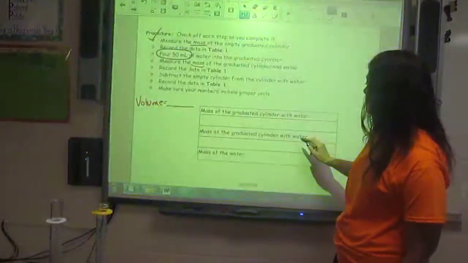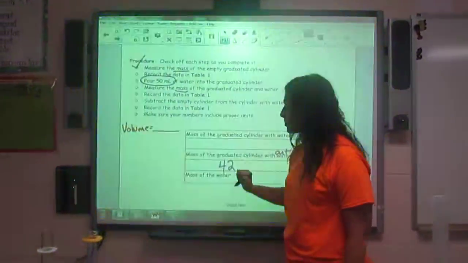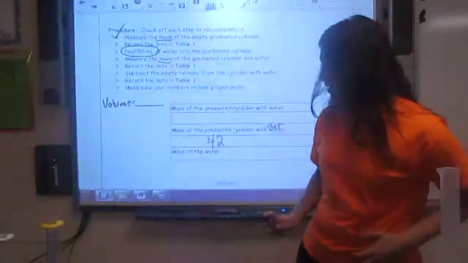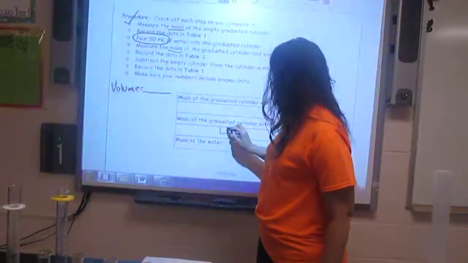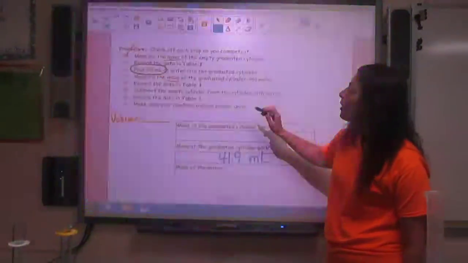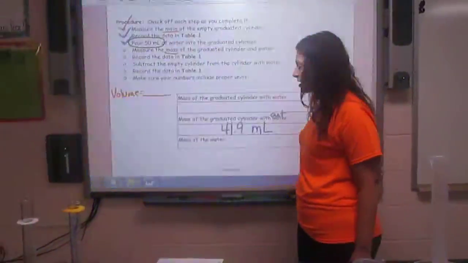What happened here? We got double. Without water is 42. And is it 0.0? Yeah. 40, or is it 41.9? Is it 41.9? Yeah. 41.9, yeah. No negative numbers, milliliters. Now I have to pour 50 milliliters of water into the graduated cylinder.